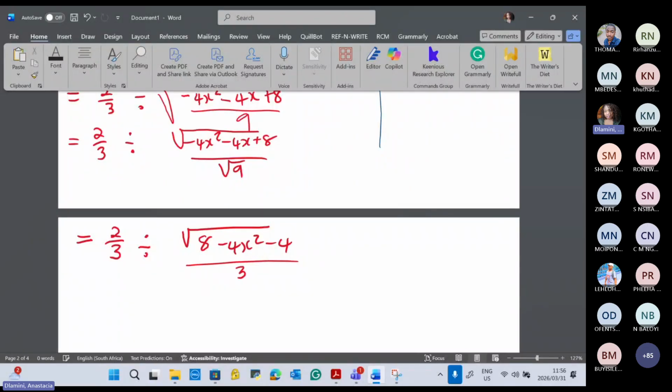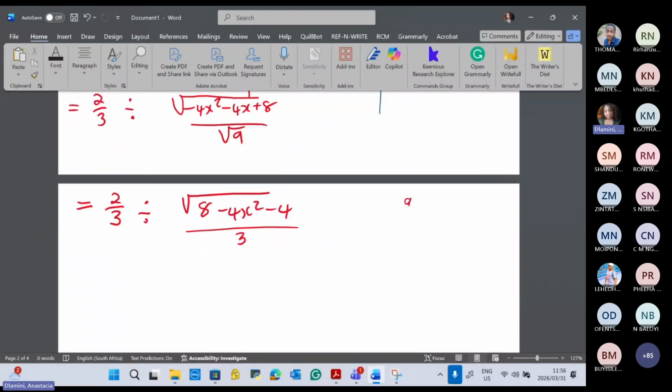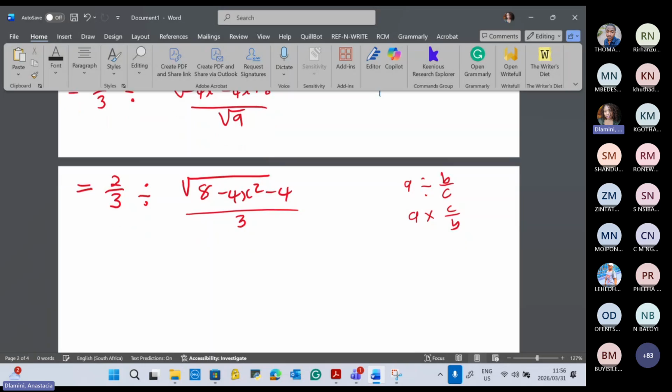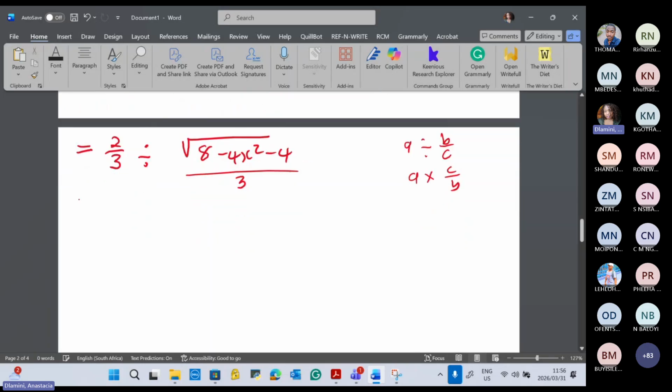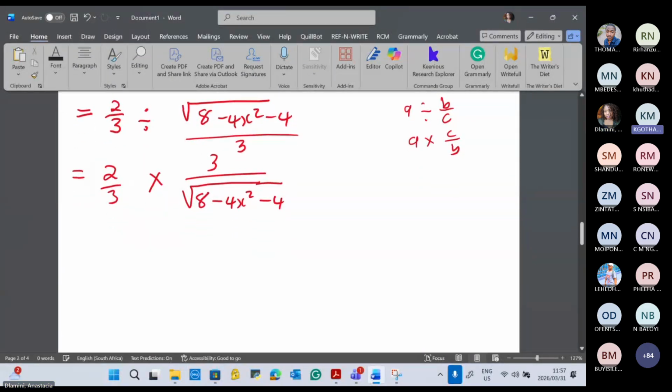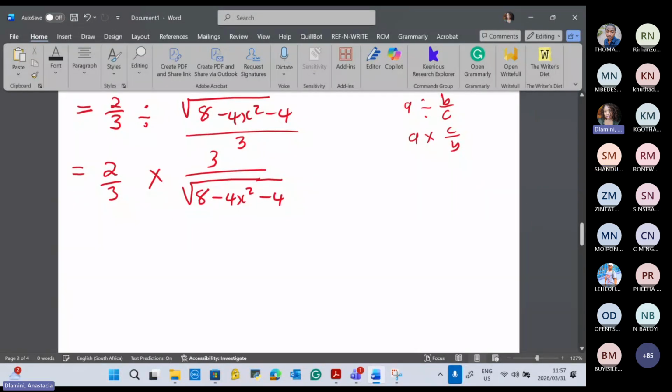Now, remember what I said. If you have A divided by B over C, then this is A times C over B. So then we change the division sign. So this is equal to 2 over 3 times 3 over the square root of 8 minus 4x squared minus 4. Are we together? Then this 3 and this 3, they cancel.